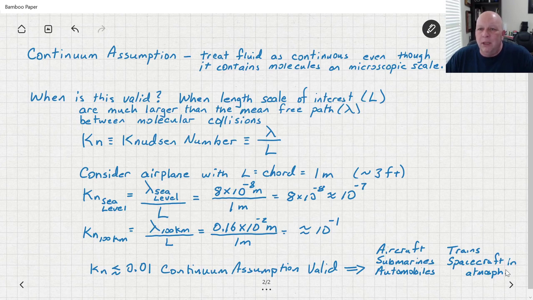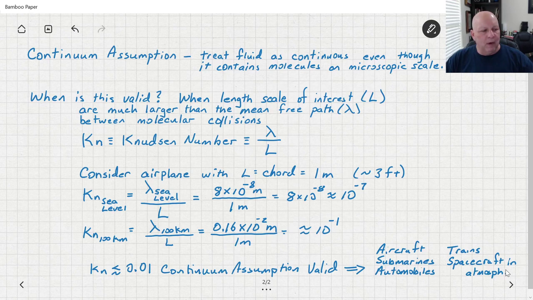If my continuum assumption is not valid, then I'm going to have to actually worry about molecular collisions. That's a much harder computation. There's actually some regimes called slip flow or transitional flow. So as aircraft are very high in the atmosphere, fluid mechanics is a bit different. If we get out into outer space, it's what we would call free molecular flow. And that's beyond the scope of this course.